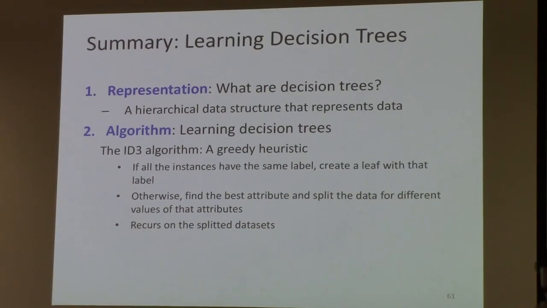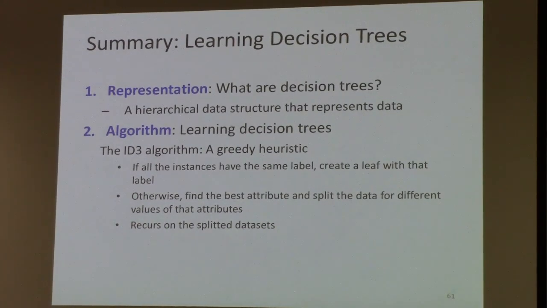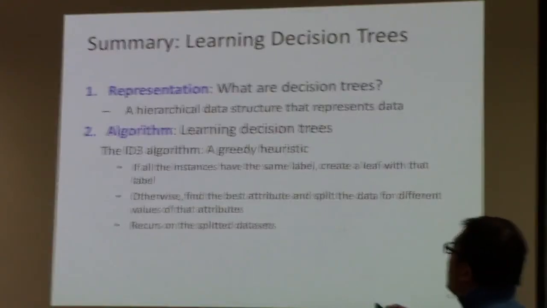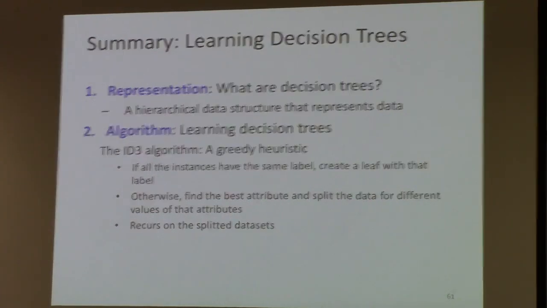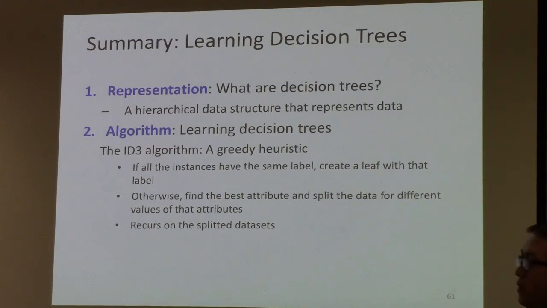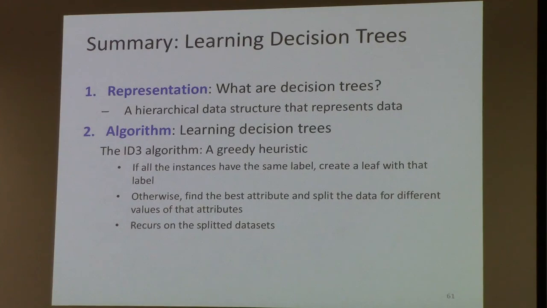And finally, to summarize, let's review everything about decision trees. First, from the representation perspective, what are decision trees? Decision trees are essentially a hierarchical data structure that represents or compresses the data. And then in our learning of decision trees, the ID3 algorithm uses a greedy construction procedure. There are three important steps in the ID3 algorithm. The first step is the stopping condition. If all the instances in the current data set have the same label, then we create a leaf node with that label and return.